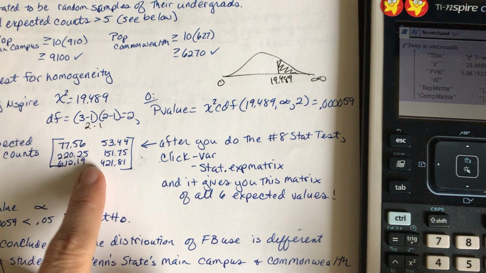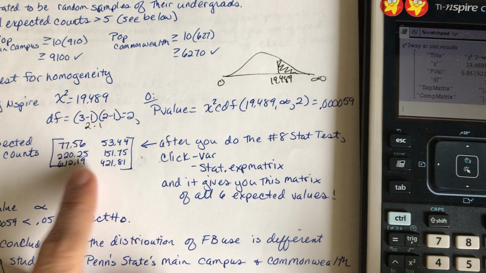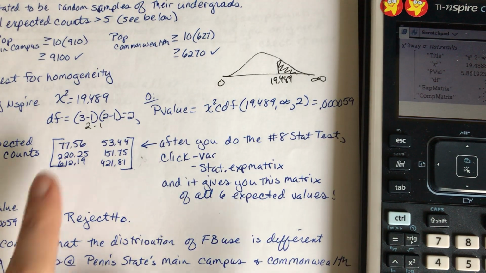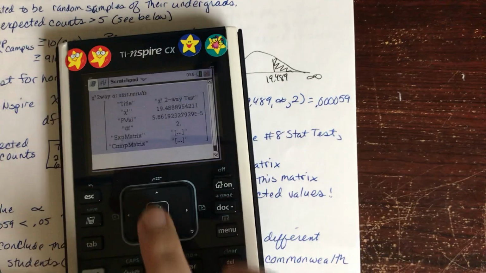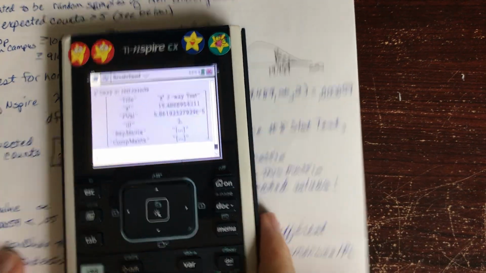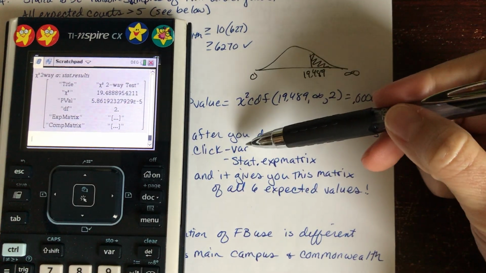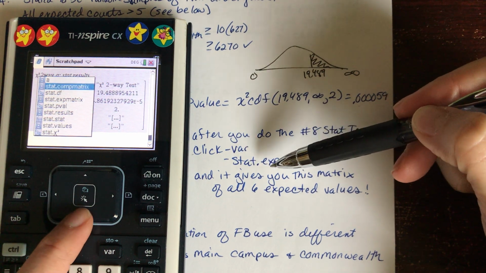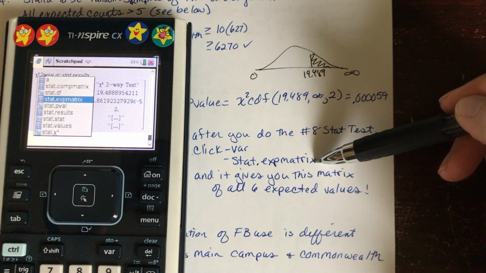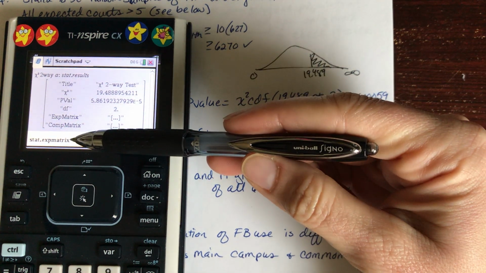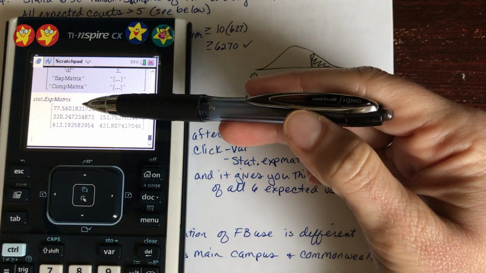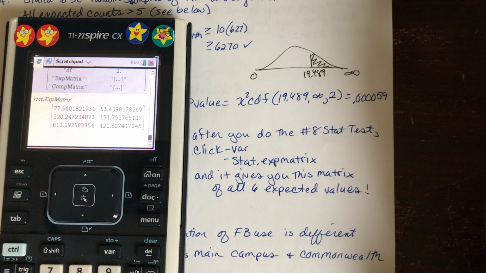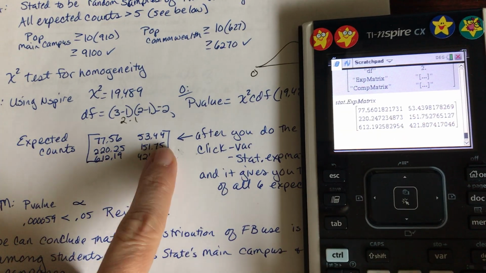Your expected counts, I'm telling you, this is fabulous. You can only get this table, which skips the row total times column total divided by grand total, if you've already done this stat test that I just showed you, okay? And I've got the directions here: you're going to click VAR, and then you're going to click on the one that says stat.exp matrix, okay? You press enter, and it's here. You press enter again, and there it is. It's in the same order. These are the expected values for every single cell, which is where this came from.